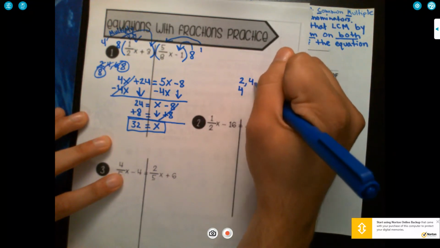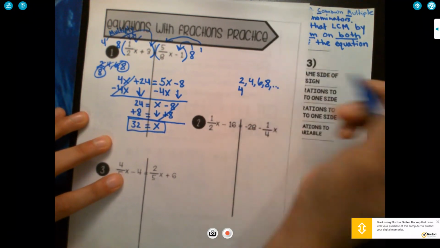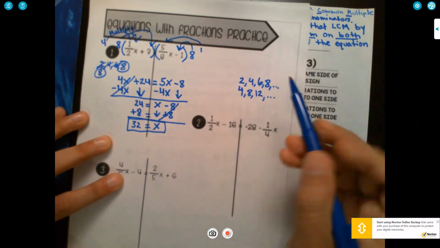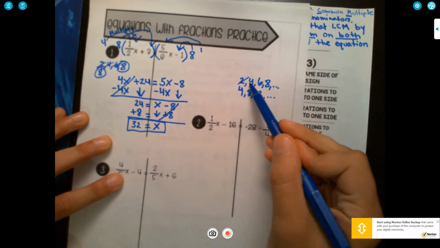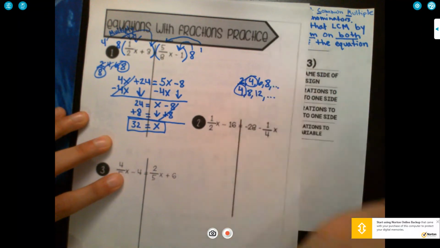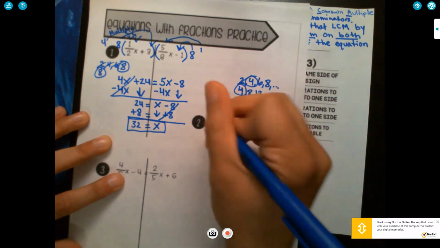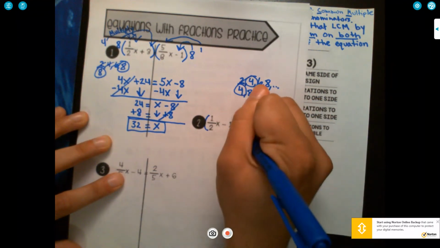So 2, 4, 6, 8, so on. 4, 8, 12, so on, we can already see that it's going to be 4. 4 is the smallest number that each of these multiples share. So that means we're going to multiply 4 by both sides.